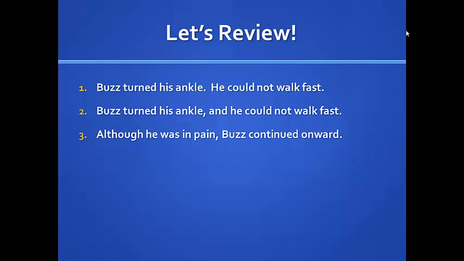And the third one, although he was in pain, Buzz continued onward. Now we have the word although. That should be a flashing light for you. That's one of our subordinating conjunctions. This is going to be a complex sentence. If you look at the first part, although he was in pain, that's not a complete thought. That's not a complete sentence. That's one of those subordinate clauses. So anytime you have one of those, you know you're going to have a complex sentence.